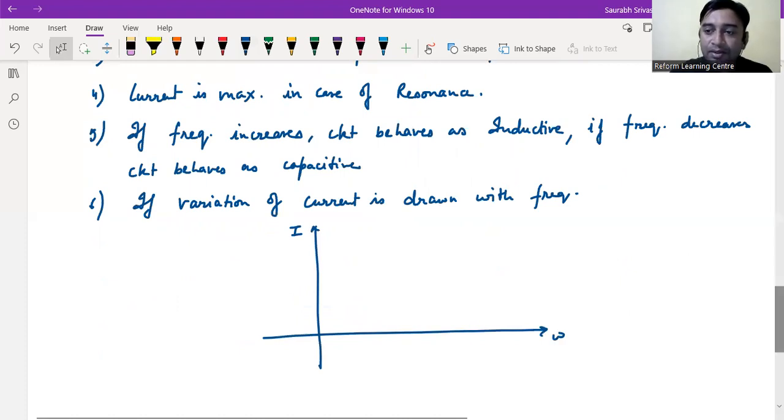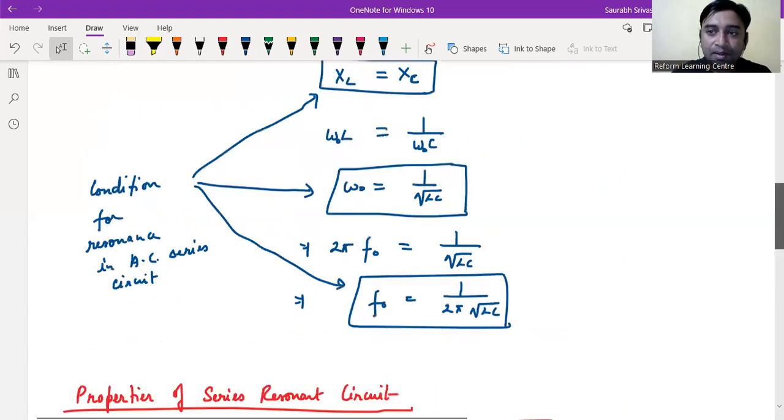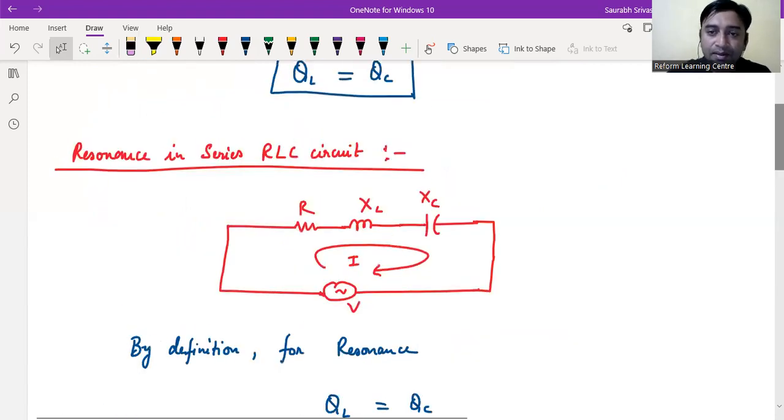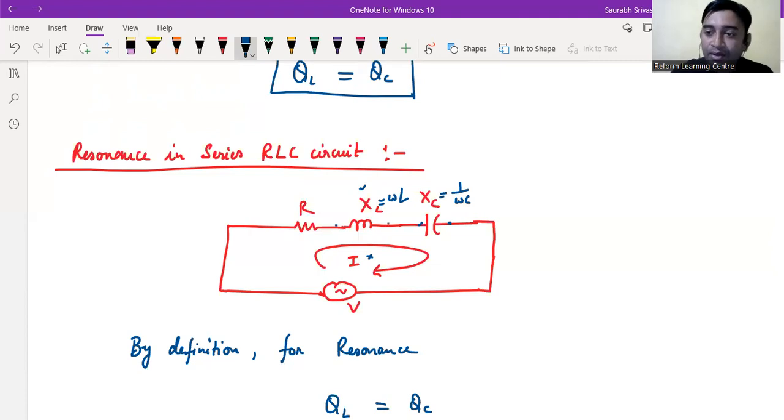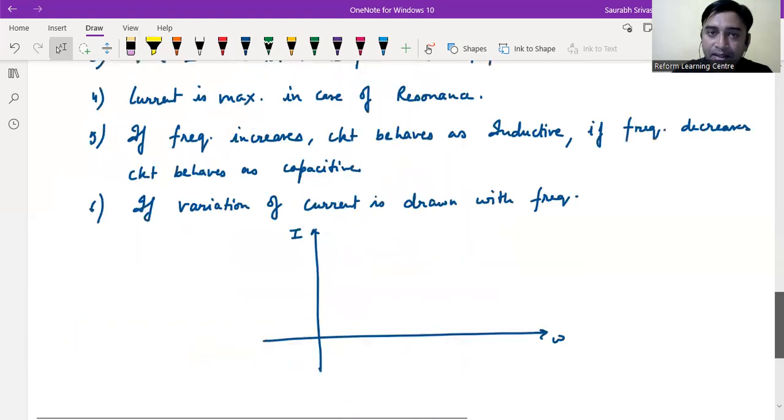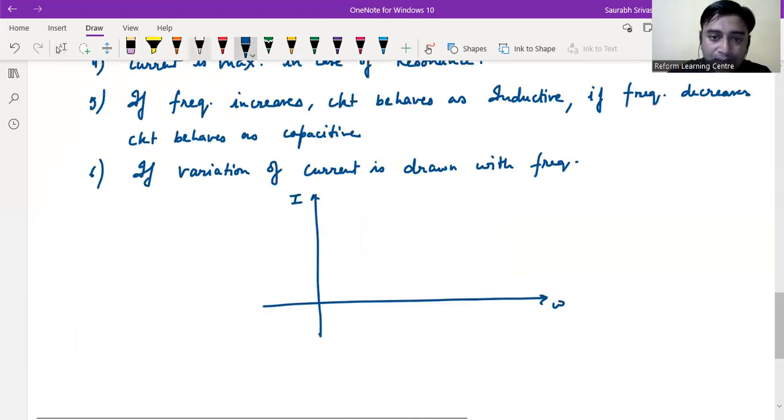At omega is equal to 0, what is XC? Infinite. 1 upon omega C. XL is omega L. XC will be infinite, that means reactance infinite. ये open circuit behave करेगा, and current will be 0. Similarly, at infinite frequency, XL will be open circuited, infinite reactance. So at omega is equal to 0, capacitor behaves as open circuit, therefore current is 0.